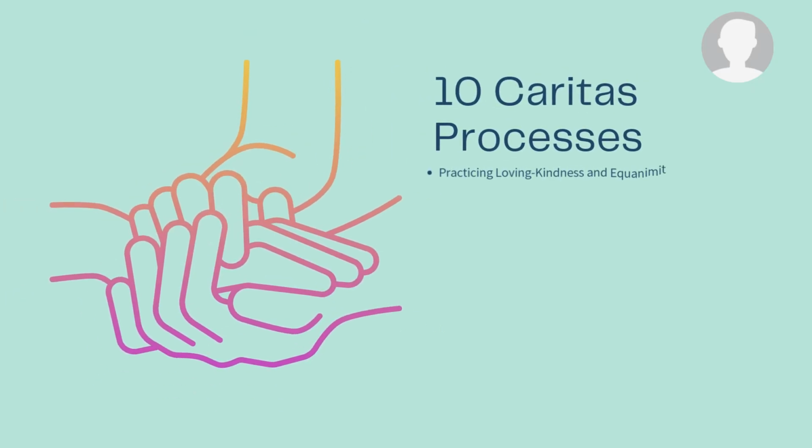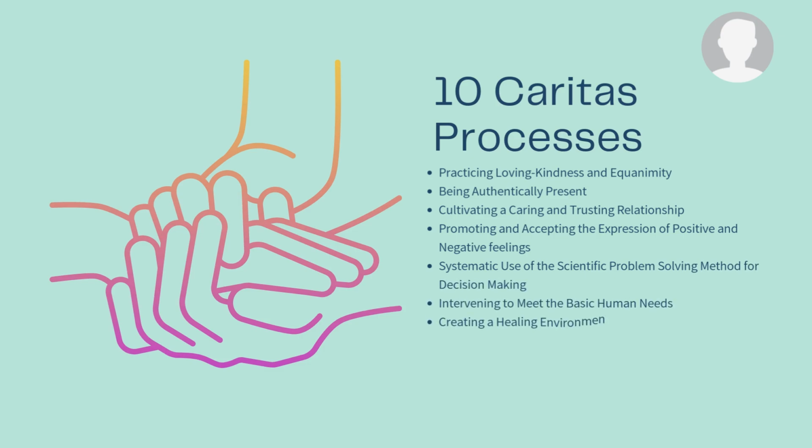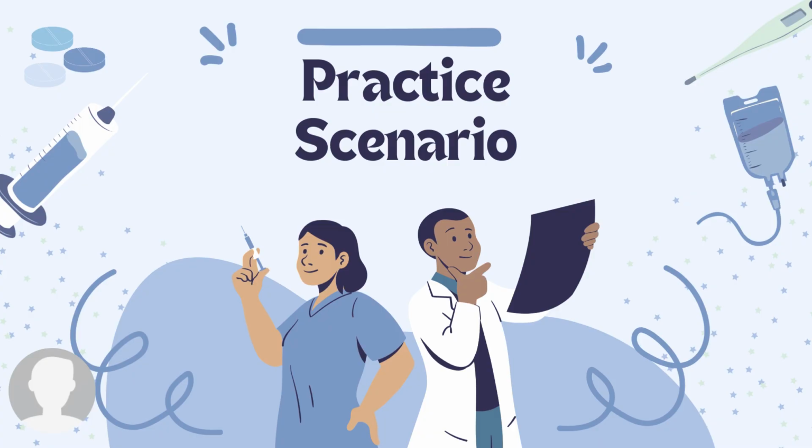Jane Watson highlights the 10 caritas processes. These processes are principles or actions that guide nurses in the practice of caring. These processes include promoting a humanistic, altruistic system of values, instilling faith and hope, cultivating an environment of trust and safety, and being present with patients. I'll be presenting a practice scenario showing how I can apply Jane Watson's theory of human caring in stroke care.